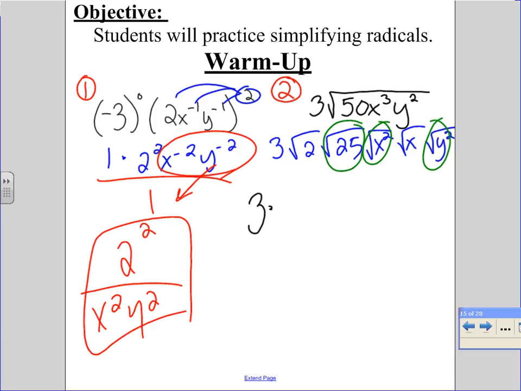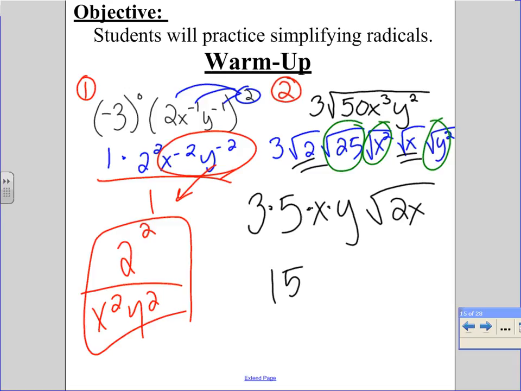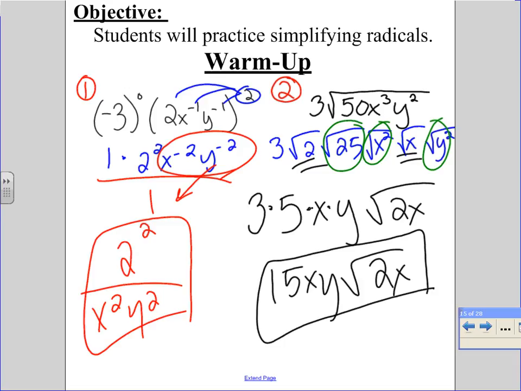So we have 3 times square root of 25 is 5. Square root of x squared is x. Square root of y squared is y. These 2 things that are inside the radical, leave them there. So the 2x that's left inside, leave them there. We're going to multiply 3 times 5, which is 15. So our answer is 15xy and then square root of 2x. That is completely simplified. Raise your hand if you got that one right. Good job. More than I thought. Any questions on either of those before we go over homework?